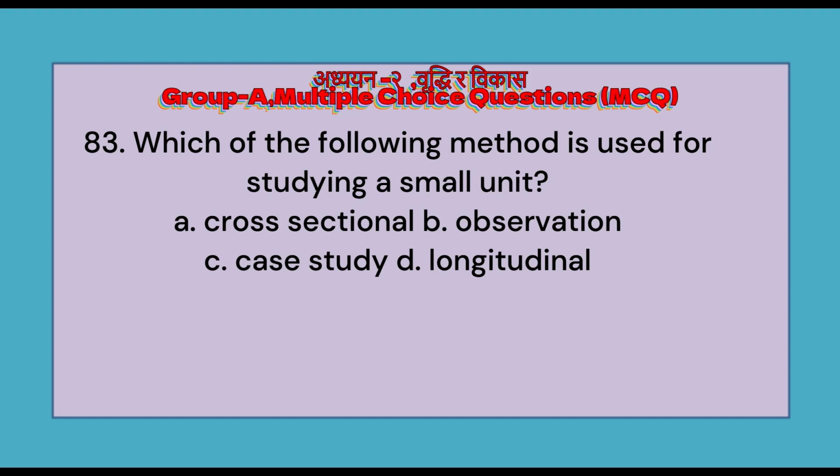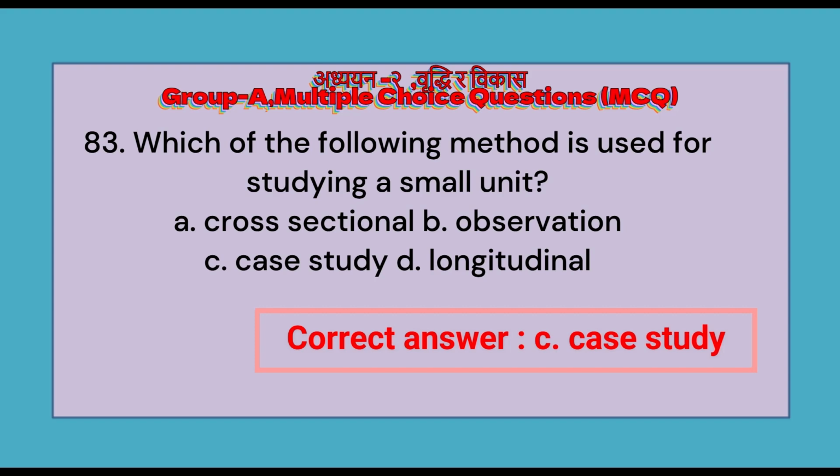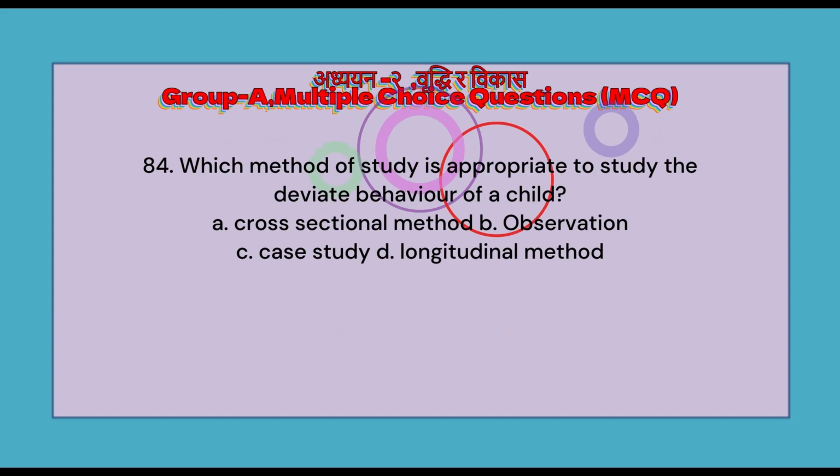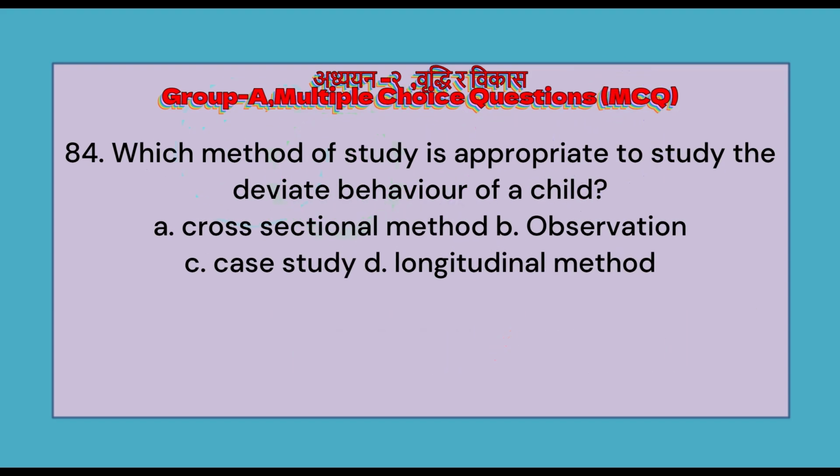83. Which of the following methods is used for studying a small unit? A. Cross-sectional, B. Observation, C. Case study, D. Longitudinal. Correct answer: C. Case study.